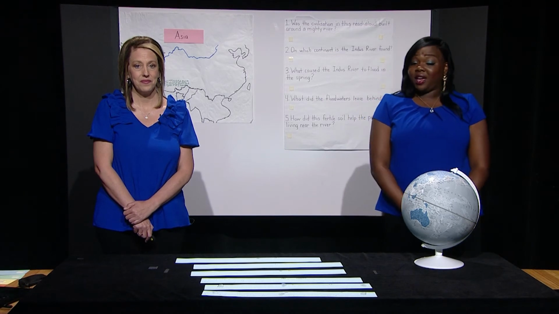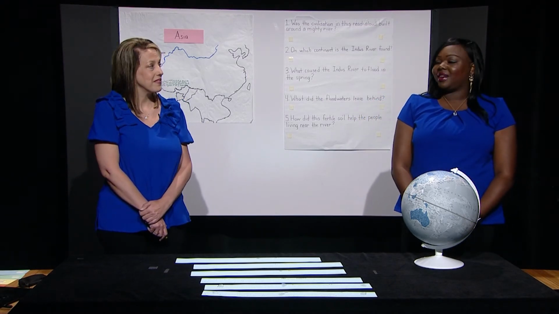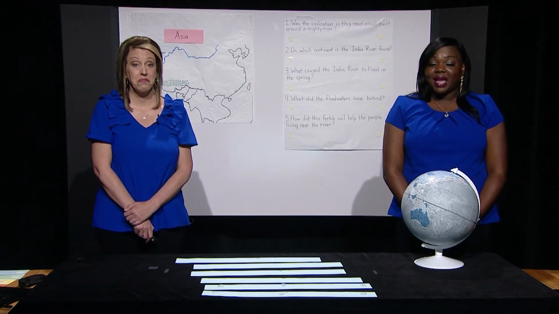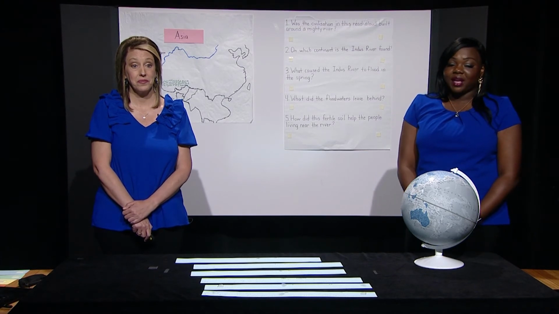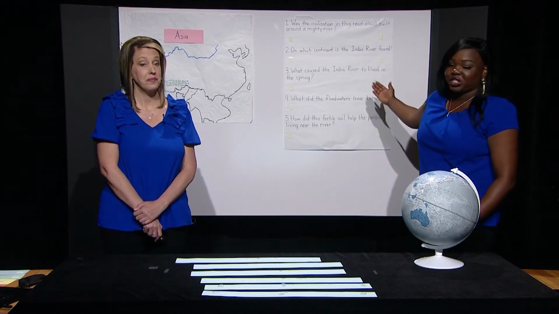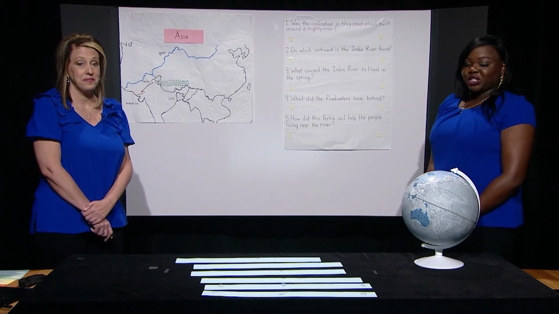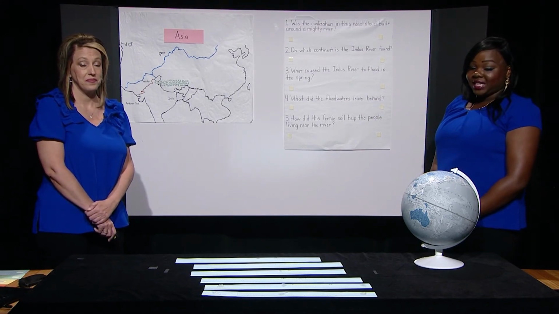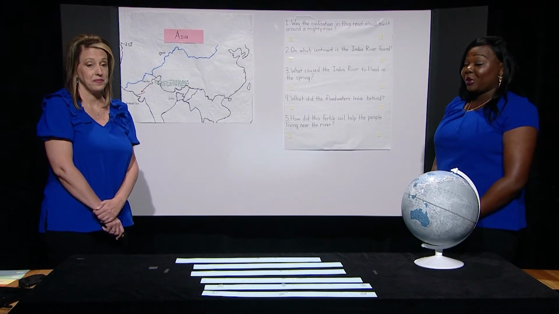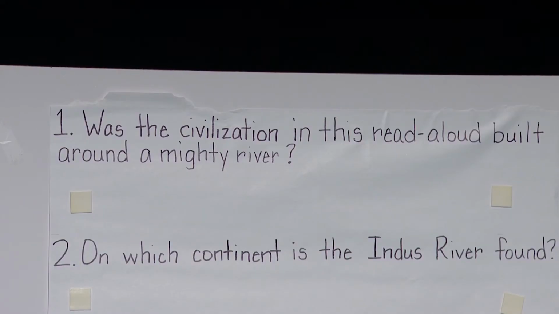Now that we have read all about the Indus River Valley, let's see what we remember. Let's refer to this anchor chart and we can try to answer some questions. Question 1. Was the civilization in this read aloud built around a mighty river? If so, which river?